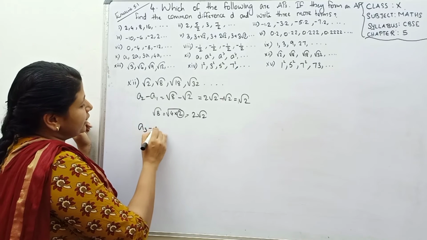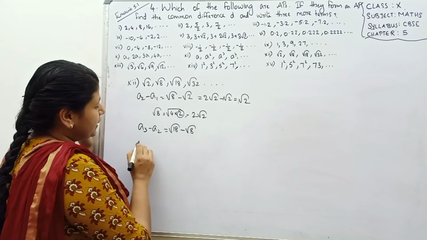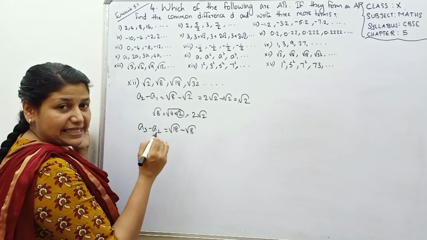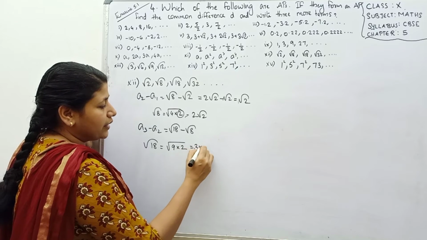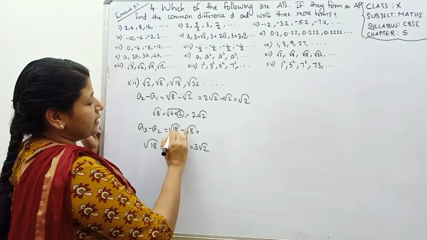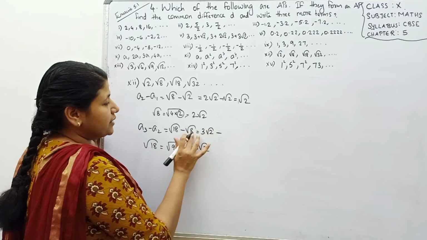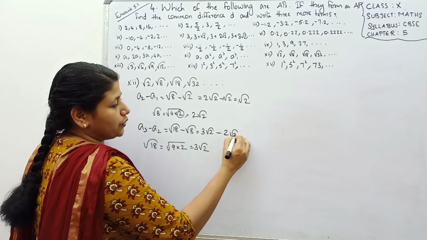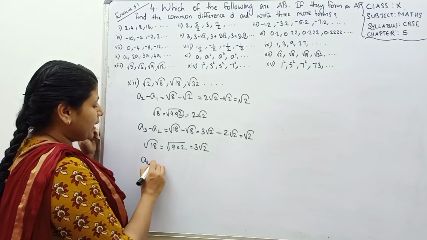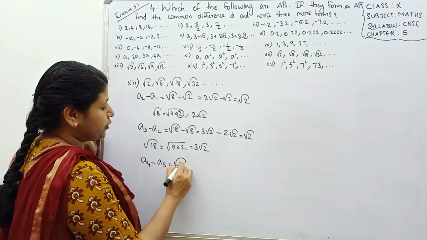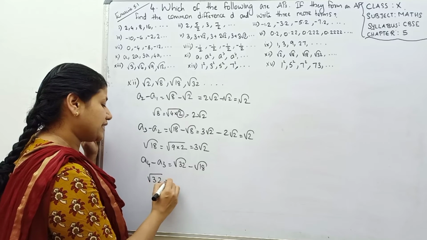Then A3 minus A2 which is root 18 minus root 8. Okay, what is root 18? 18 is 9 into 2. You can write 9 into 2. Root of 9 is 3. So we can write 3 root 2. Instead of this root 18, 18 പകരം നമുക്ക് എന്ത് എഴുതാം? 3 root 2 എന്ന് എഴുതാം. 3 root 2 minus 2 root 2 is root 2. So here also you got root 2. Root 2 എന്ന് കിട്ടിയില്ലേ? Then A4 minus A3, that is root 32 minus root 18. 32 can be taken as root 32, 16 into 2.